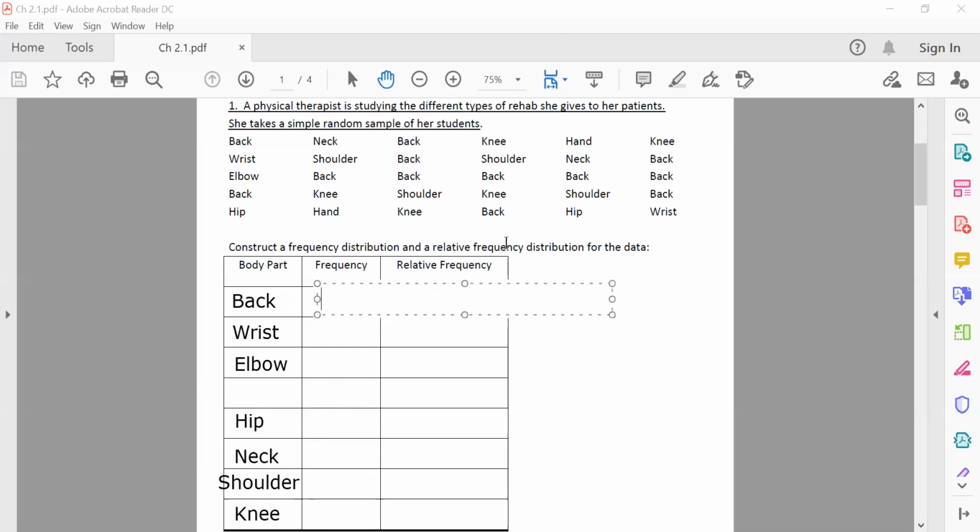But I did count 12 instances of back. Does that sound about right, guys? Did you count 12? I'll double check here. 3, 4, 5, 6, 7, 8, 9, 10, 11, 12. So I'm thinking there were 12 instances of the back.